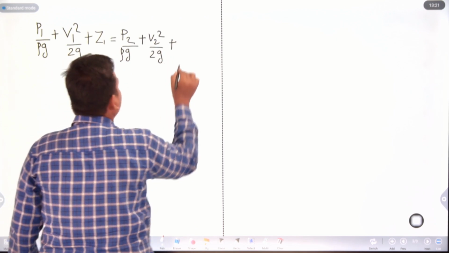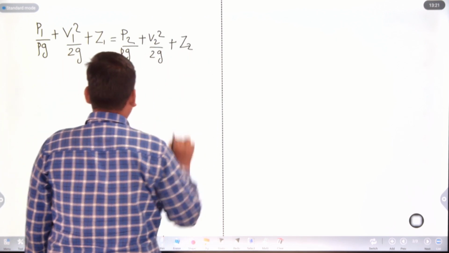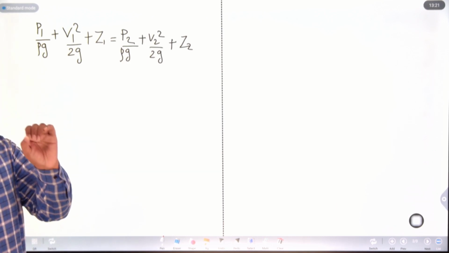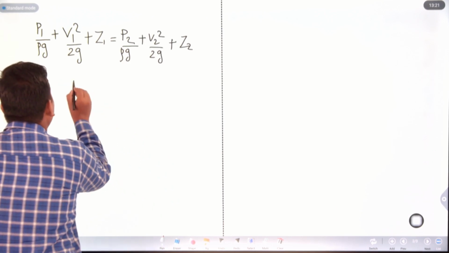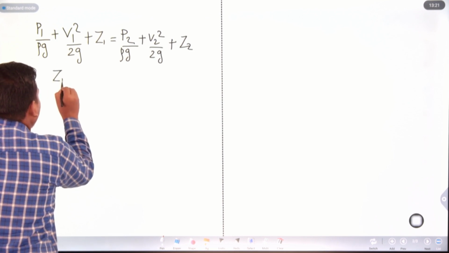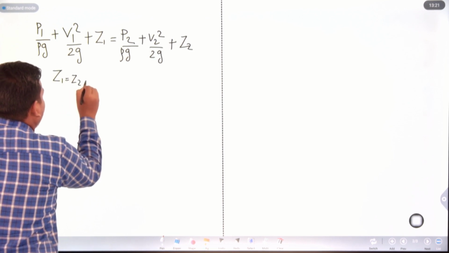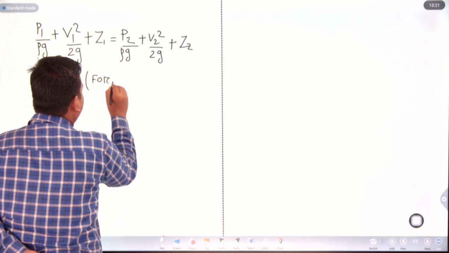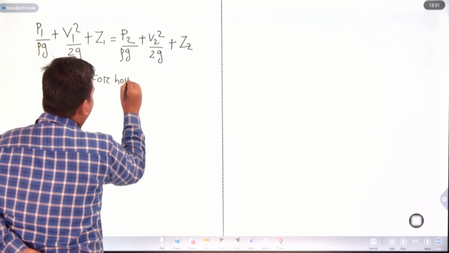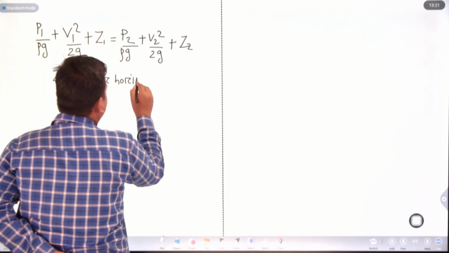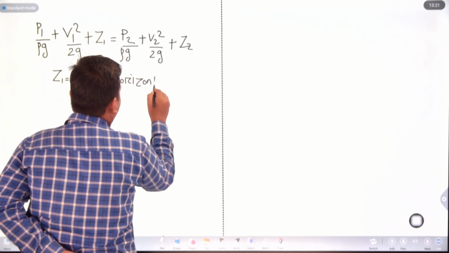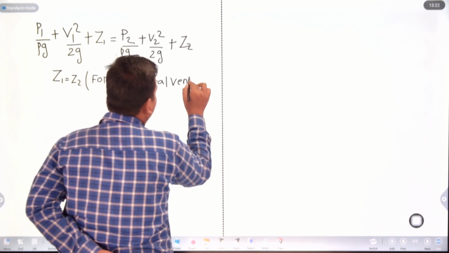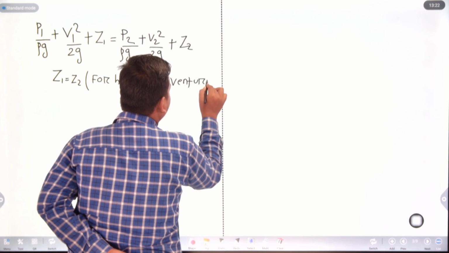Plus Z2. This venturimeter is a horizontal venturimeter. Okay, so Z1 is equal to Z2. Z1 is equal to Z2 for a horizontal venturimeter.